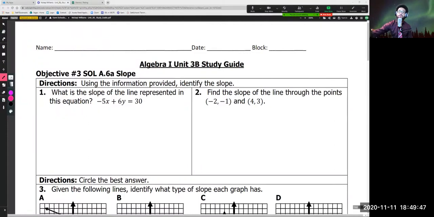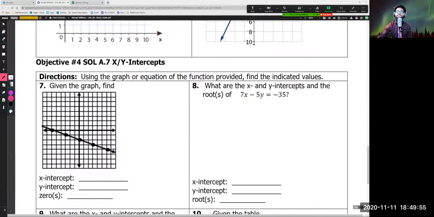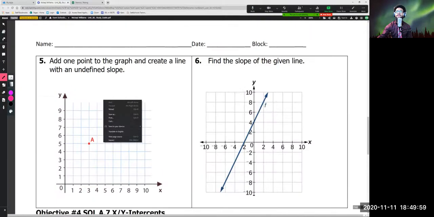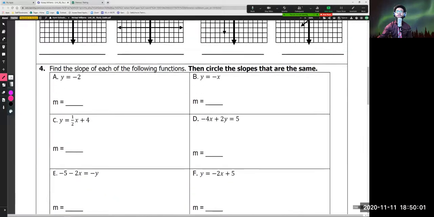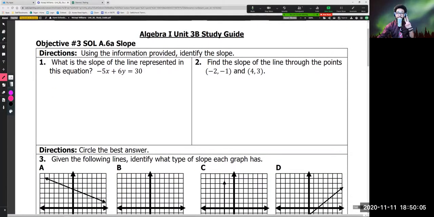This test on Friday has two objectives in it: objective 3 and I believe objective 4. We covered objectives 1 and 2 in the Unit 3A test. So objective 4 and objective 3 are going to be the things covered on this study guide and on this test. So this will be 2 test grades for each objective, okay?